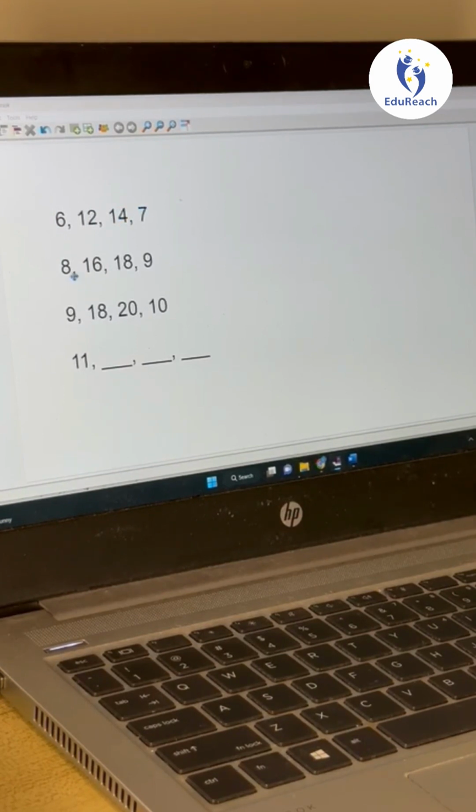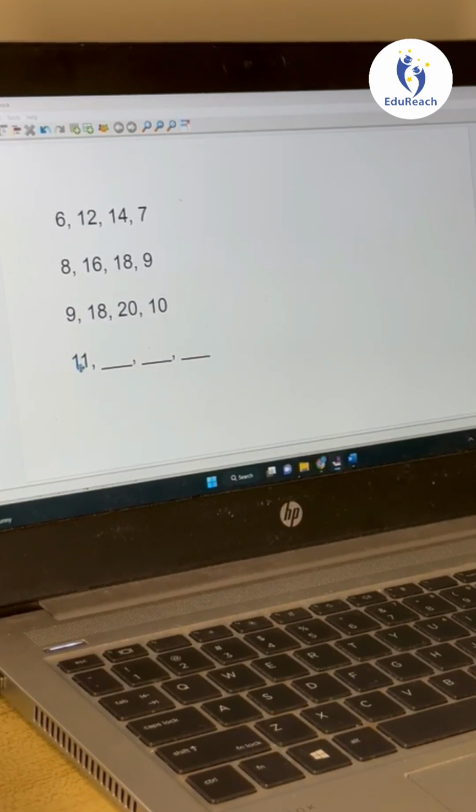Let's see whether we're correct. 8 times 2 is 16. 16 plus 2 is 18. 18 divided by 2 equals 9. Oh, we're there. Let's try the next one. 9 times 2 is 18. 18 plus 2 is 20. And 20 divided by 2 is 10. So we are correct. So can you guess what's the answer for this?